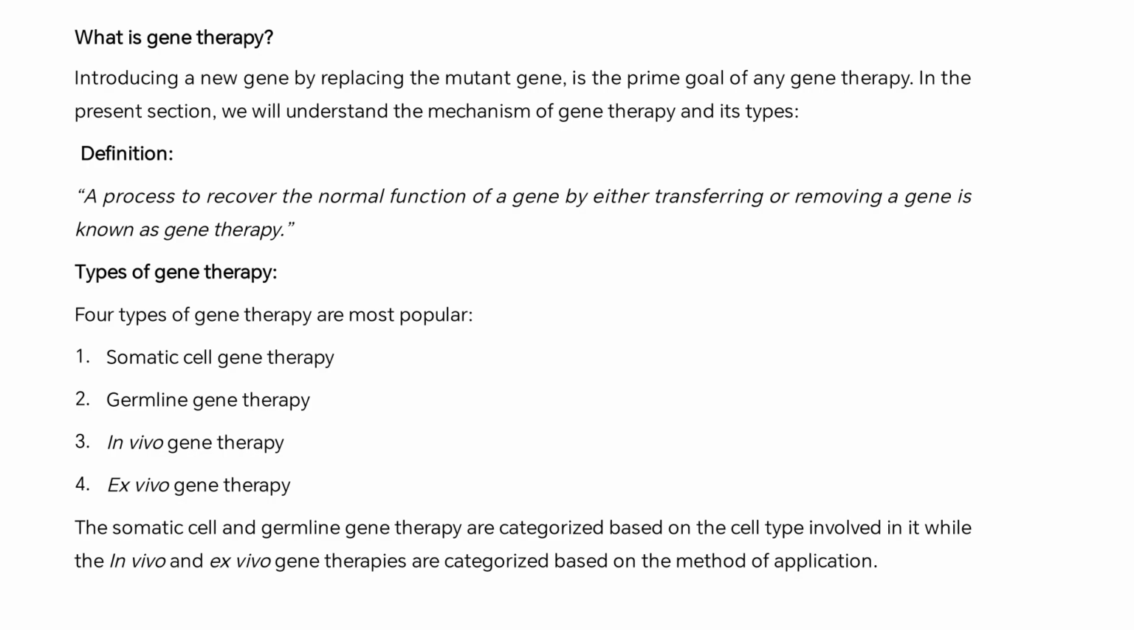Another one is in vivo gene therapy, where we inject our correct gene inside the body, into the particular organ where the defect lies, with the help of various viral vectors. That is called in vivo gene therapy. Viral as well as non-viral vectors are utilized for in vivo gene therapy. Whereas in ex vivo gene therapy, we take out the body cells, add the correct gene, and put them back into our body for the treatment procedure. That is called ex vivo gene therapy. Further, somatic and germ cell gene therapies are categorized based on the cell type involved, whereas in vivo and ex vivo gene therapies are categorized based upon their application.